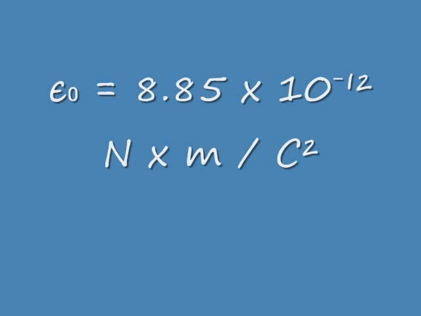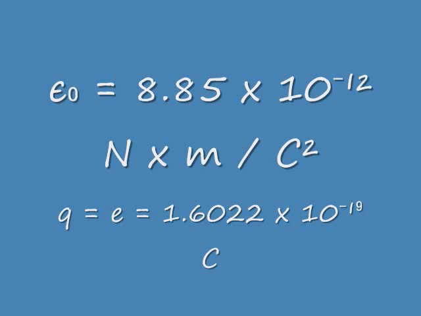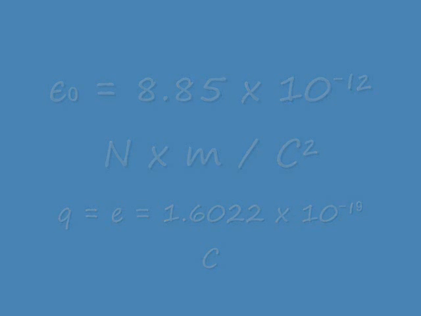Coulomb's constant K equals 1 over 4 pi epsilon naught, which equals 8.99 times 10 to the 9th newton meter squared per coulomb squared. Epsilon naught equals 8.85 times 10 to the minus 12 coulomb squared per newton meter squared. Q equals the electron charge, which equals 1.602 times 10 to the minus 19 coulombs.